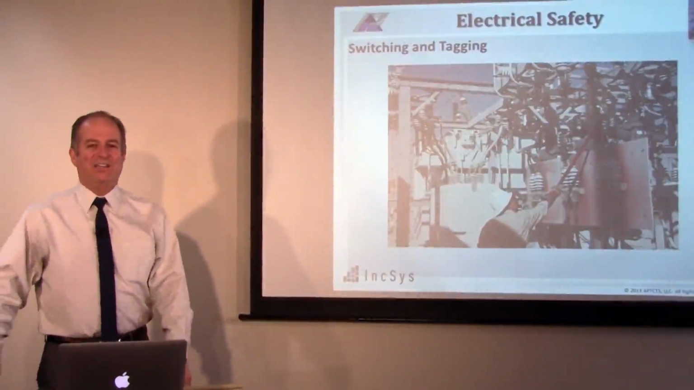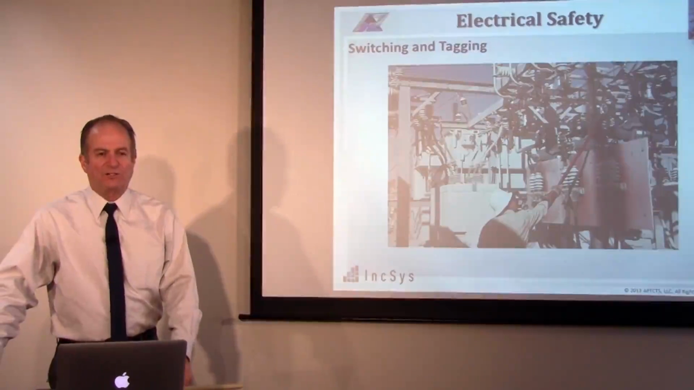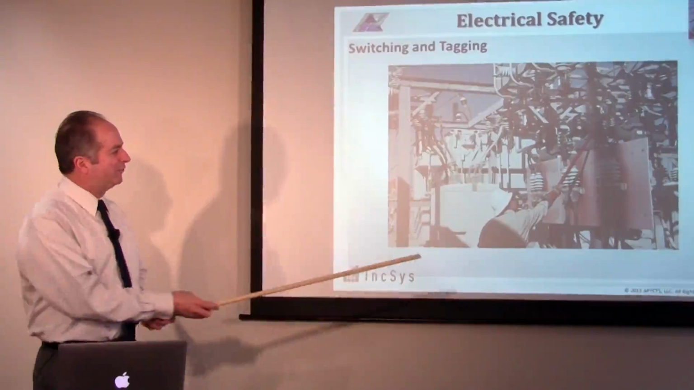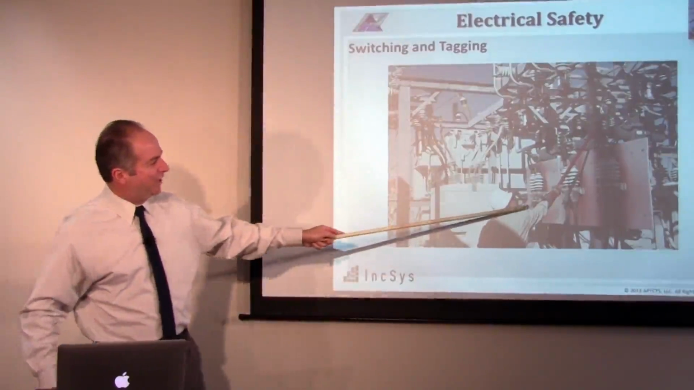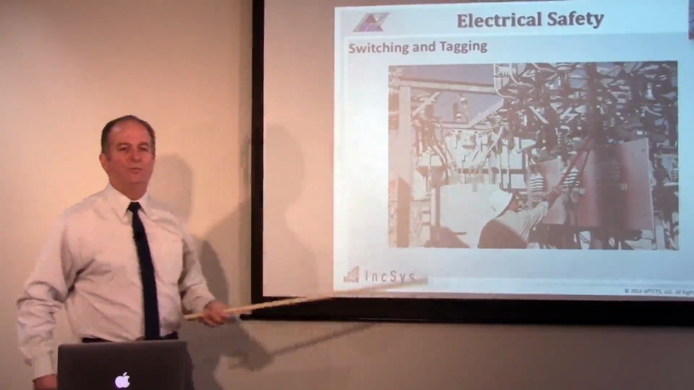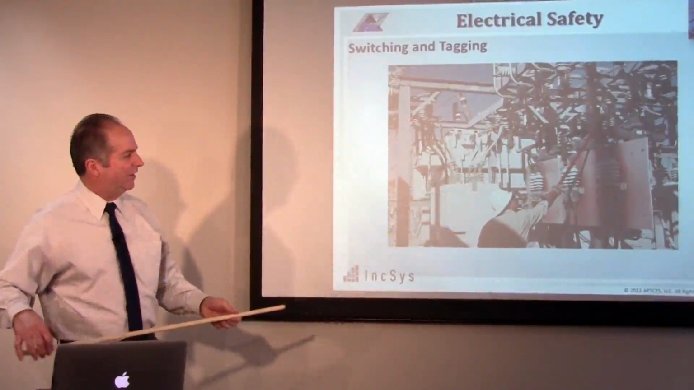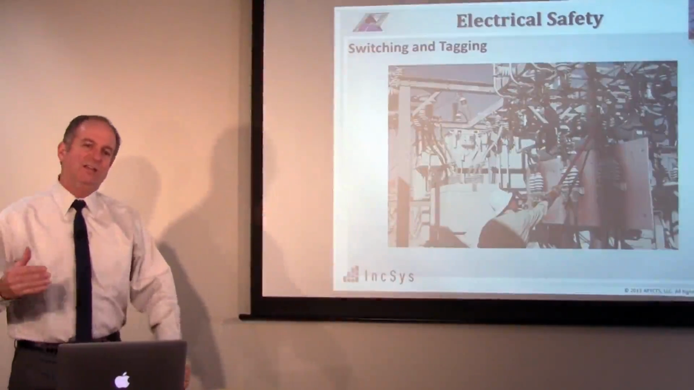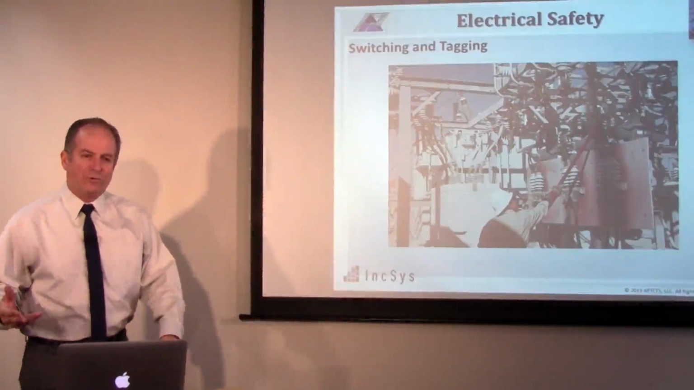Switching and tagging is a very important part of electrical safety in the power industry. You hear about switching and tagging. What that's all about is, this gentleman here has got a hot stick and he wants to operate one of the disconnect switches around that breaker. And the switching and tagging is through system control.